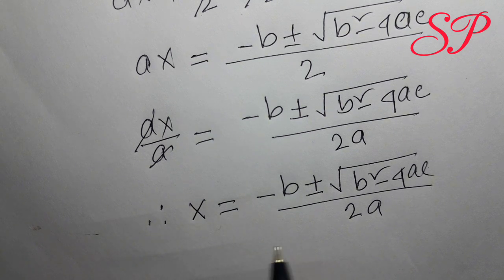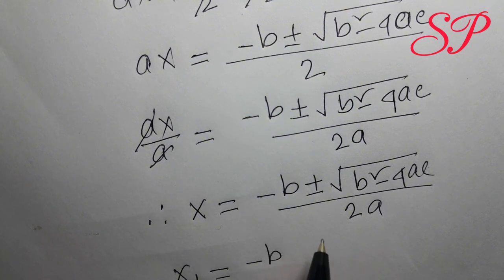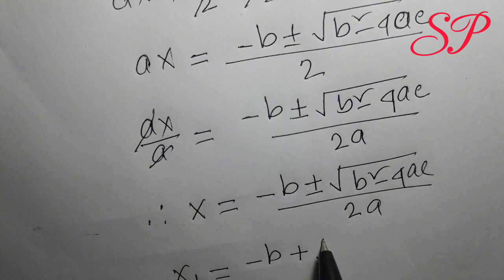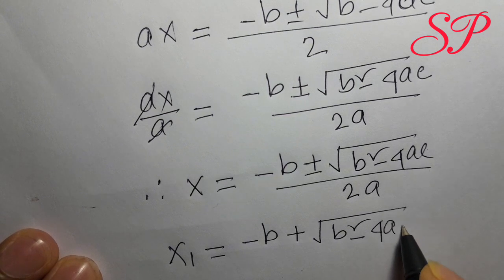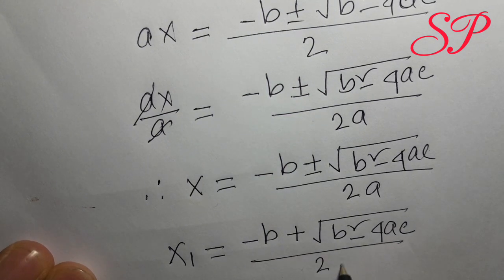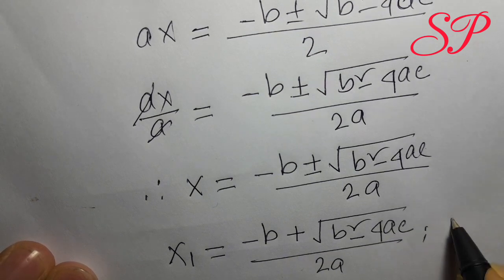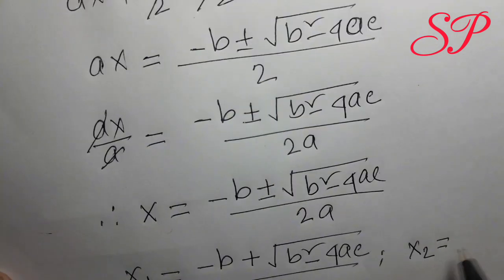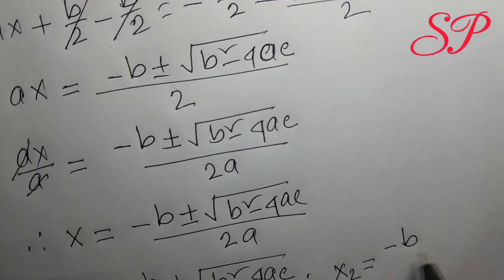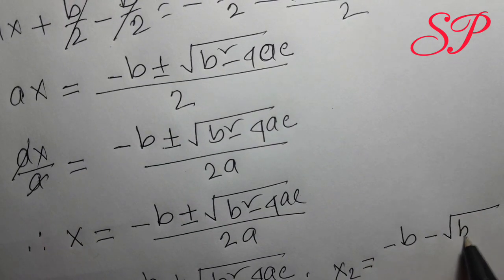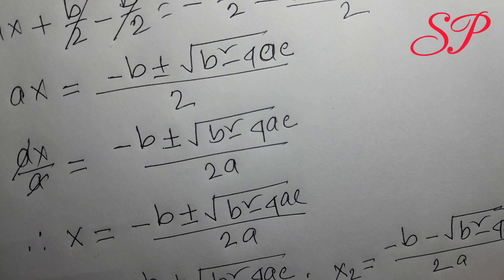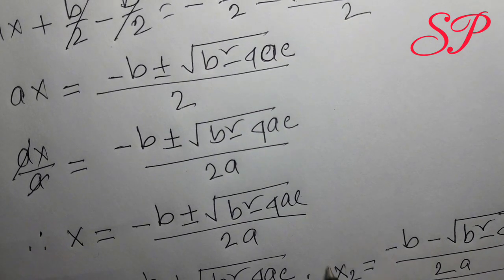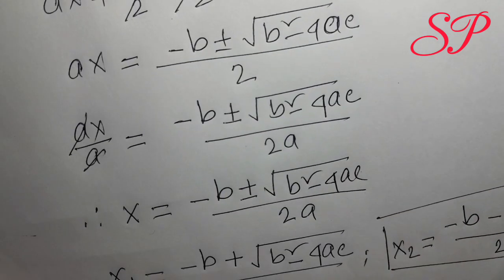Here the value of x has 2 values: x1 is minus b plus root over b square minus 4ac by twice a, and x2 is equal to minus b minus root over b square minus 4ac by twice a. So these are the final values of this equation.